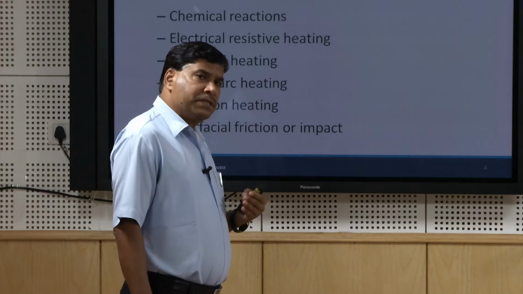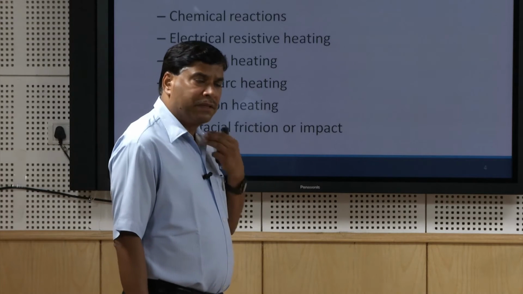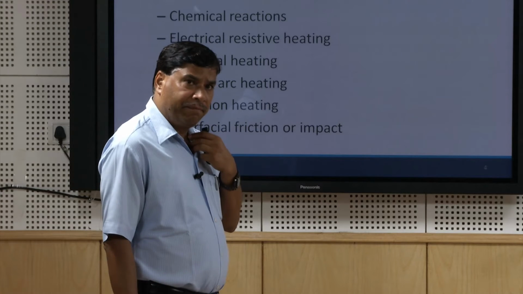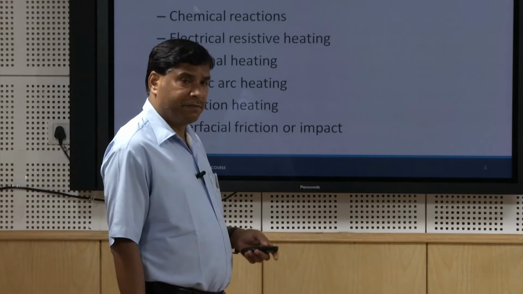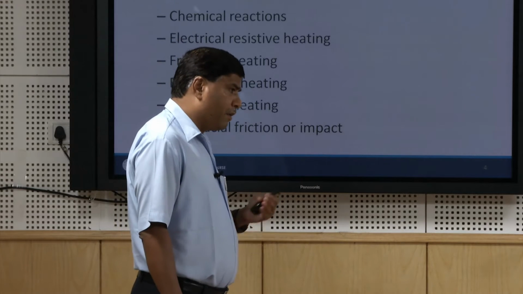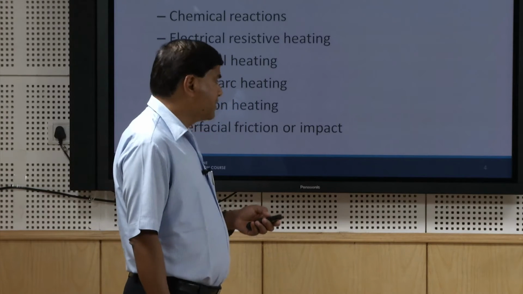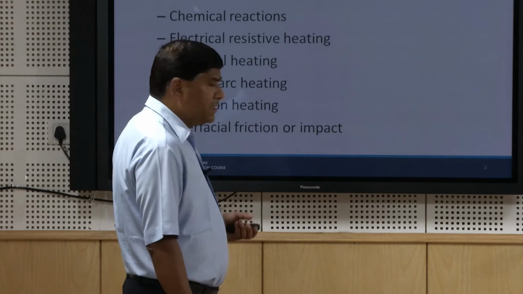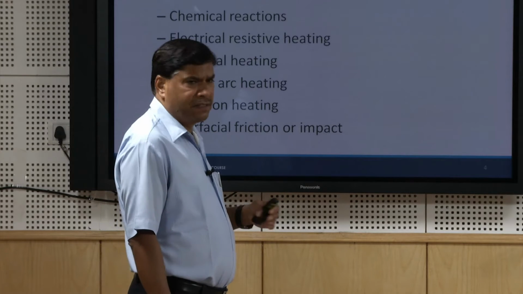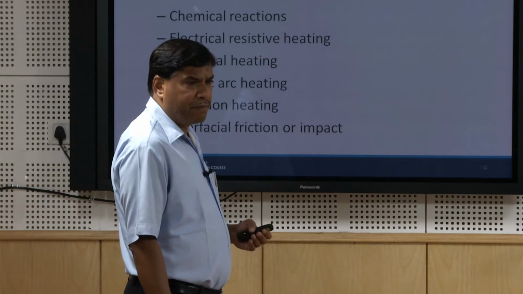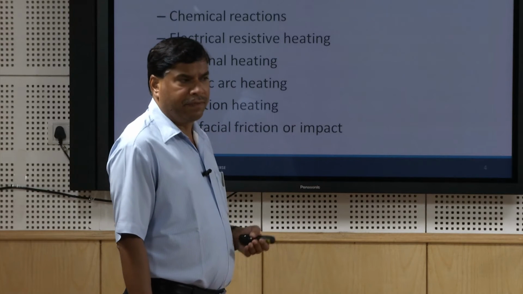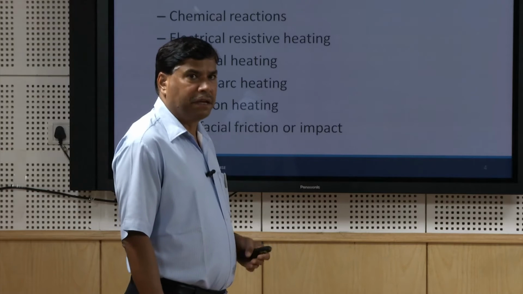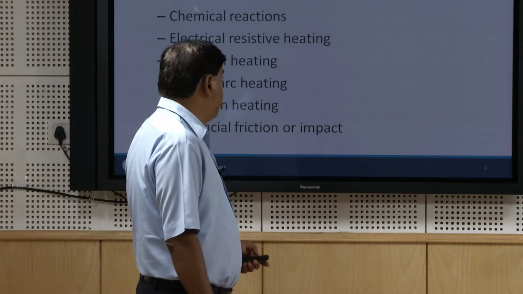Since these reactions are exothermic in nature, they develop a lot of heat and increase the temperature of the faying surfaces, producing the molten metal at the faying surfaces. Electrical resistance heating basically uses the I squared R T heating principle for developing the heat at the interface, so that the softening of the surface layers can be achieved for developing the bond.